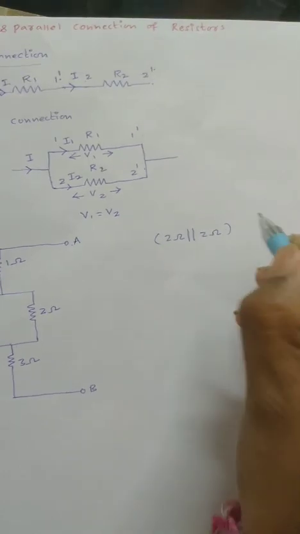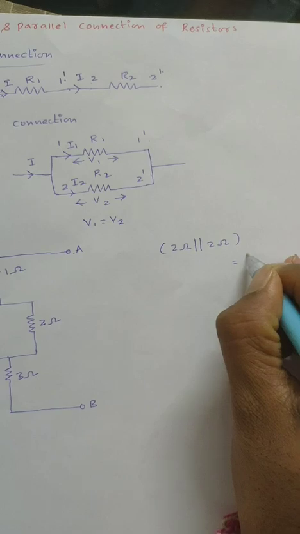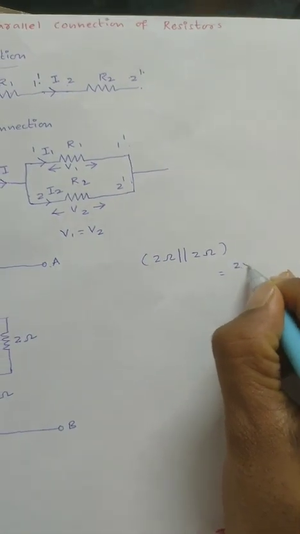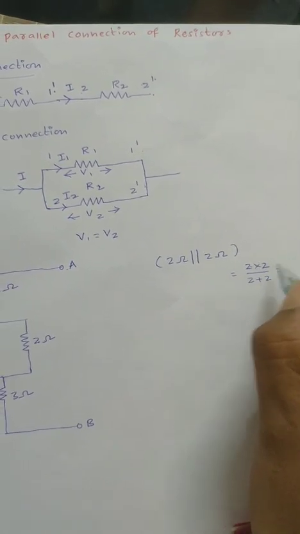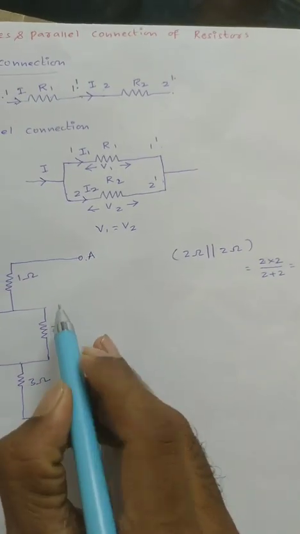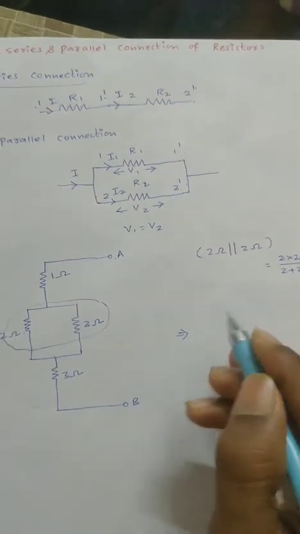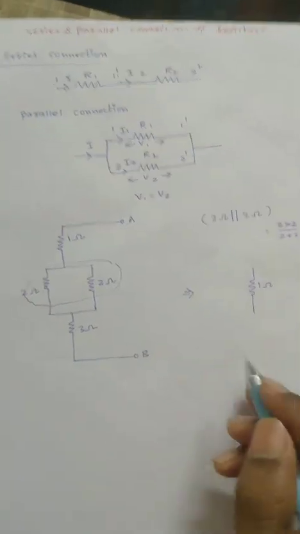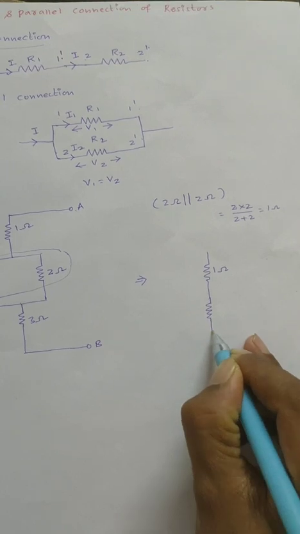Okay, when two resistors are connected in parallel, the R equivalent formula will be R1 into R2 by R1 plus R2. I will write here 2 into 2 by 2 plus 2, right? I will get 4 by 4, 1 ohm, right? Now these two resistors are replaced by a single resistor. Now the equivalent circuit will be: 1 ohm will be as it is, and these two resistors are replaced by a single resistor of 3 ohm.